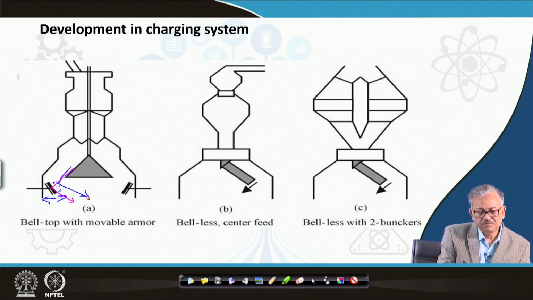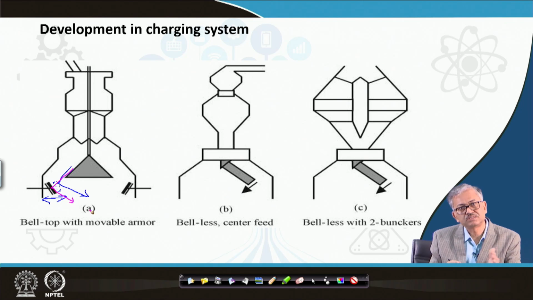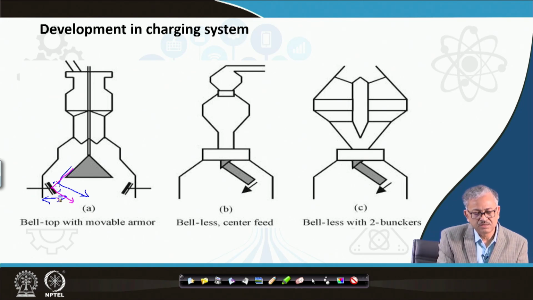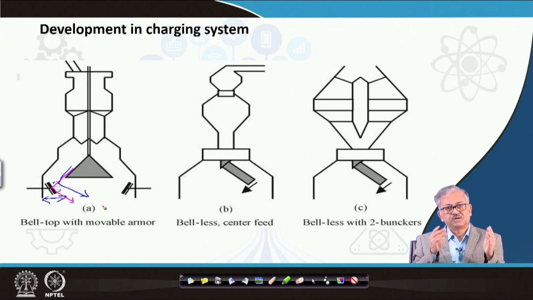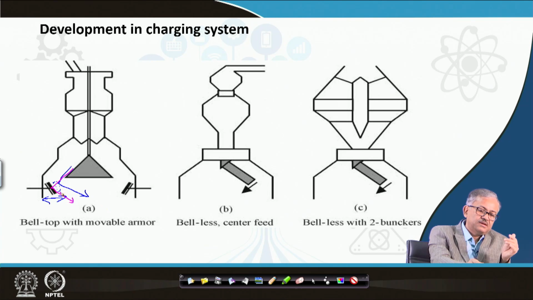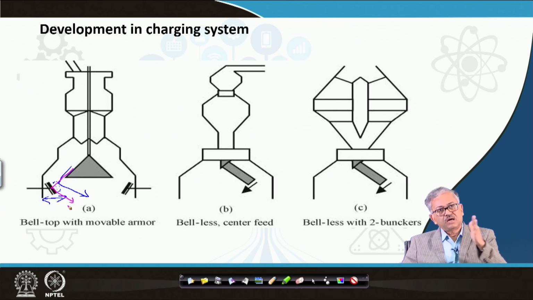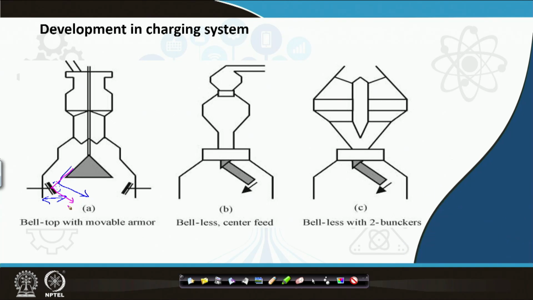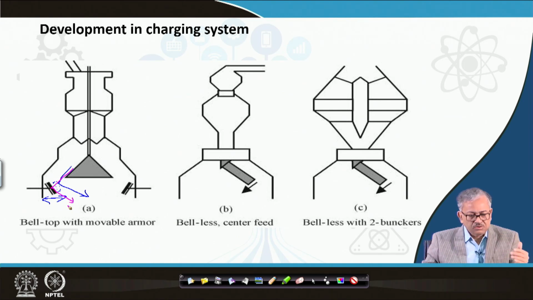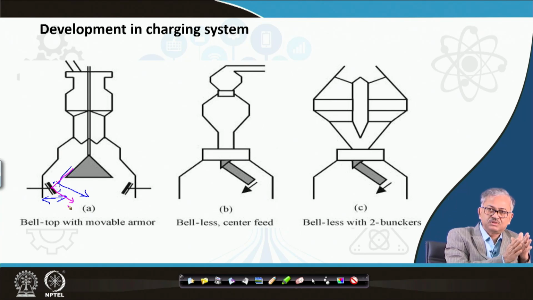So, the material can be pushed more near the center if you push the armor more inside the furnace. Then it can push the material more towards the center of the blast furnace, otherwise it will go this way. So, by moving the armor back and forth, you can charge the material, you can put the material more towards the central axis, or towards the periphery, or near the wall.